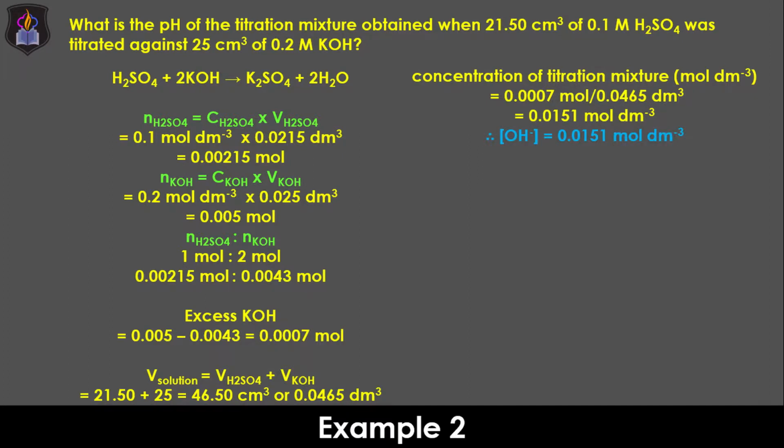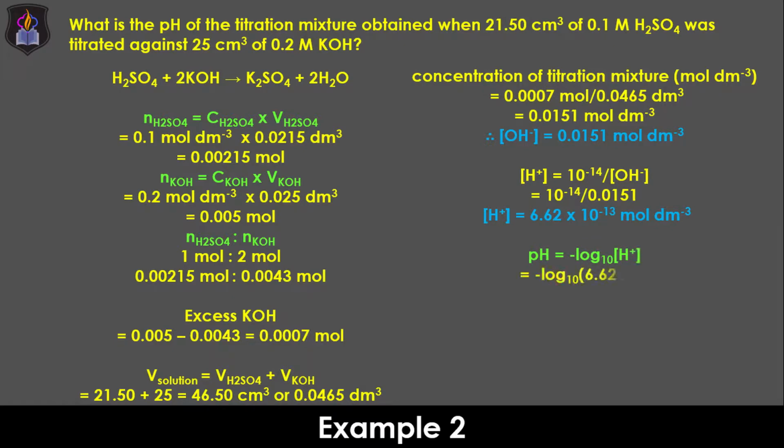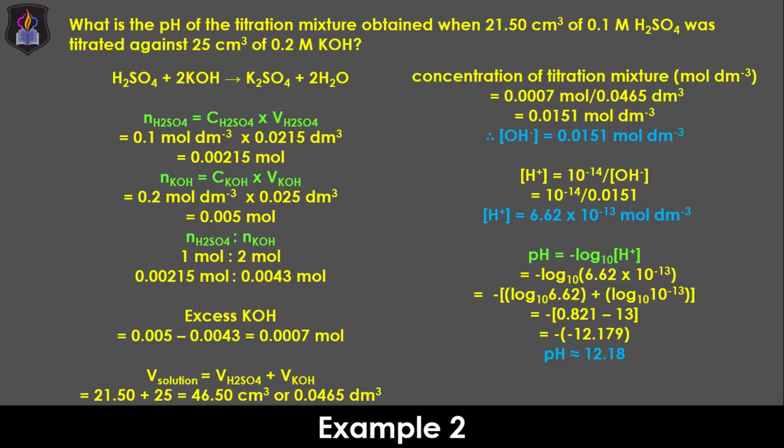To obtain the hydrogen ions concentration, divide 10 raised to the power minus 14 by the hydroxide ions concentration, and that gives us about 6.62 times 10 raised to the power minus 13 mole per dm3. Substitute the hydrogen ions concentration value into the pH formula and evaluate to obtain approximately 12.18 as the pH of the titration mixture. You may need to watch our last tutorial on pH and indicators to understand how we make use of the laws of logarithm in solving pH problems.